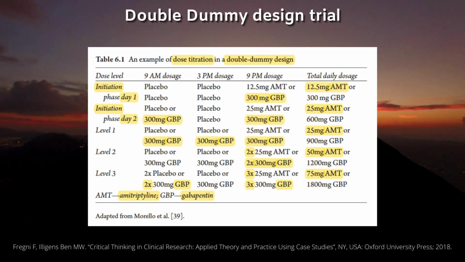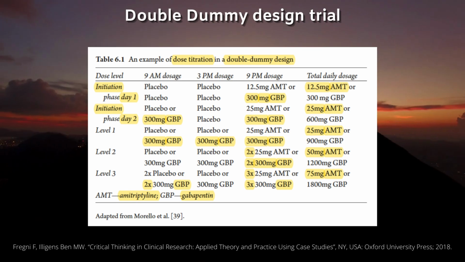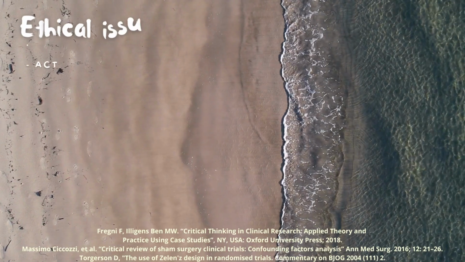In Professor Fregni's Statistical and Clinical Research book, you may find this example of a double dummy design trial where dose titration was needed. And you can see how, along the days, the use of amitriptyline and gabapentin with placebo has the dosages adjusted according to the different days along the study. And you can see it's highlighted how much of each of the substances was used and how it was divided for each of the participants within the protocol.